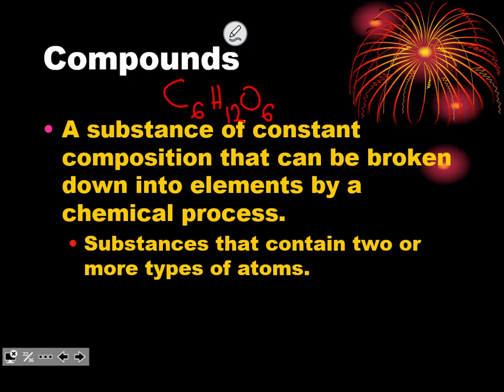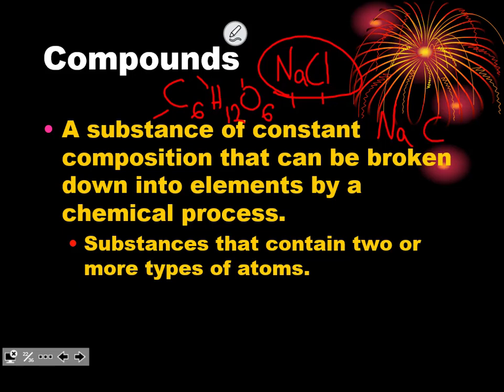Okay, so this is a compound because we have carbon, hydrogen, and oxygen. Sodium chloride, table salt. We got sodium, we got chloride, so this is a compound. If I just had Na by itself, that would just be an element. If I have Cl2, which is chlorine gas, we would have an element and a molecule. It can be both.